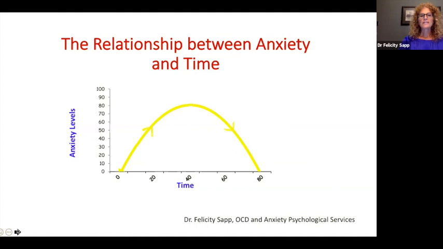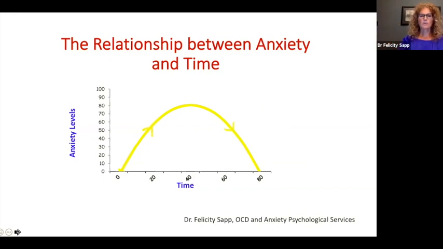And then the third point is I want them to understand the relationship between anxiety and time. Your body cannot stay in that highly sympathetically aroused state for a long period of time. It is too emotionally, mentally, physically tiring. And so eventually your body has to reset. So we know that over time, anxiety goes up and it comes down.